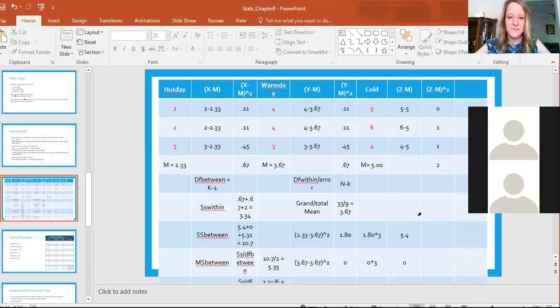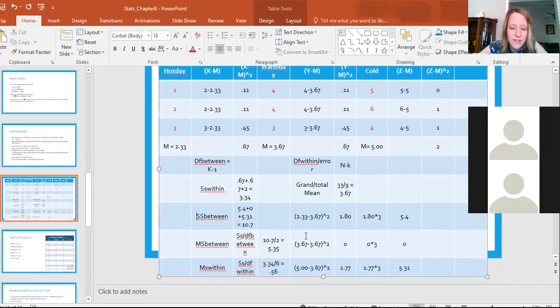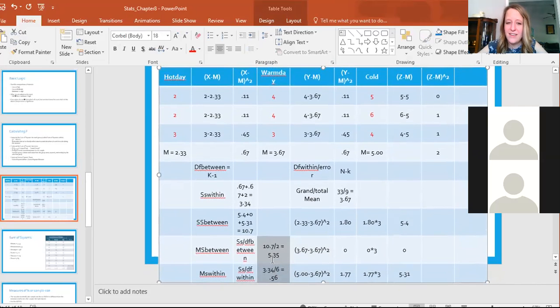Okay. Okay, so let's see, any other questions about getting mean square between, within, sum of squares? No, not for me. Not right now.